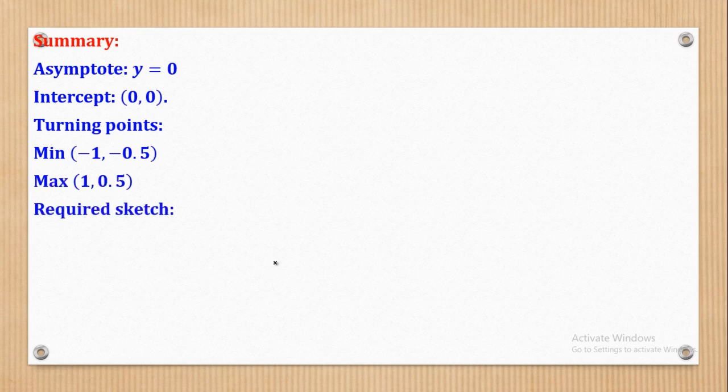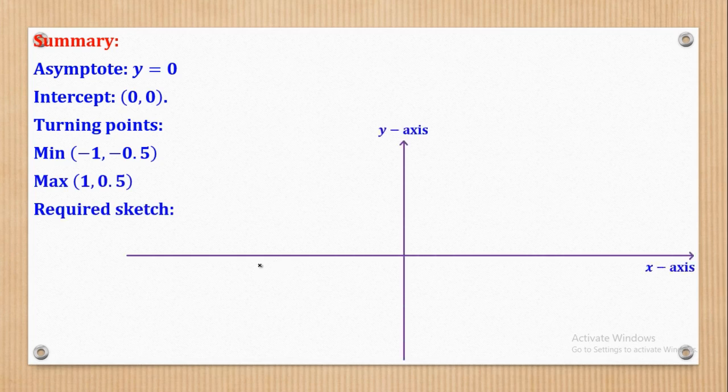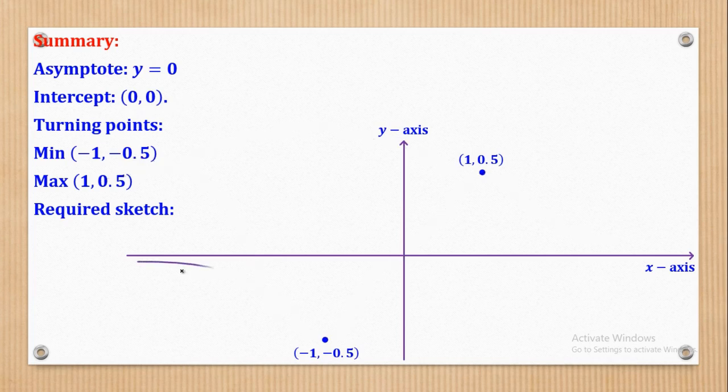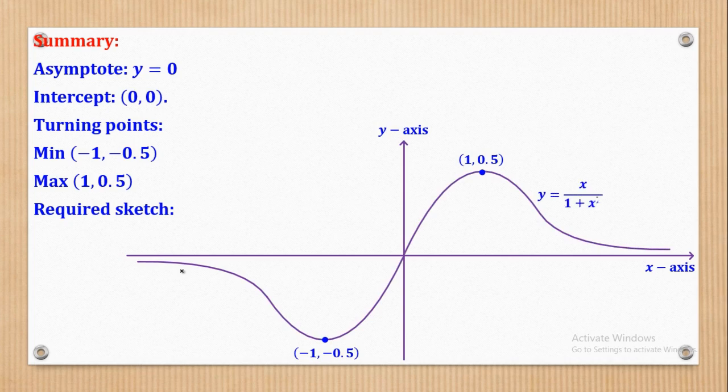So now let's go to the sketch. First, we need the horizontal and vertical axes, and we'll label them. Then we shall put the intercept (0, 0), which is already known. Now the turning points, we have this and also this. I know that this is a minimum, so in that shape, and this is the maximum in that shape. And we have an asymptote at the x-axis, so it will be in that form. Come here, cross this, like this. Also go here, but don't touch there. So basically, that is what they wanted. So let's draw that curve, and also label the curve.